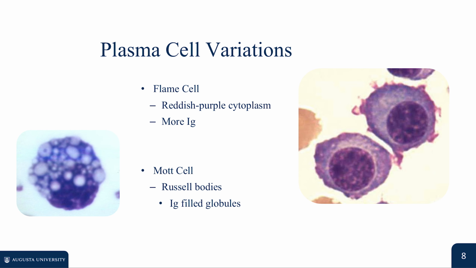Conversely, a Mott cell, sometimes called a grape cell, features cytoplasm completely packed with clear spherical inclusions known as Russell bodies. These Russell bodies represent localized globules of synthesized condensed immunoglobulins that have accumulated within the rough endoplasmic reticulum. Identifying these plasma cell variations provides immediate morphologic evidence of monoclonal or polyclonal hypergammaglobulinemia.